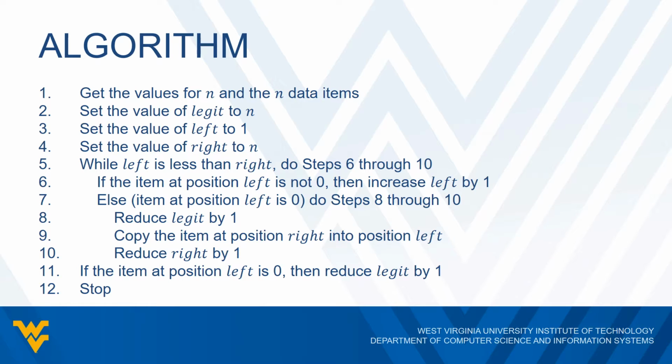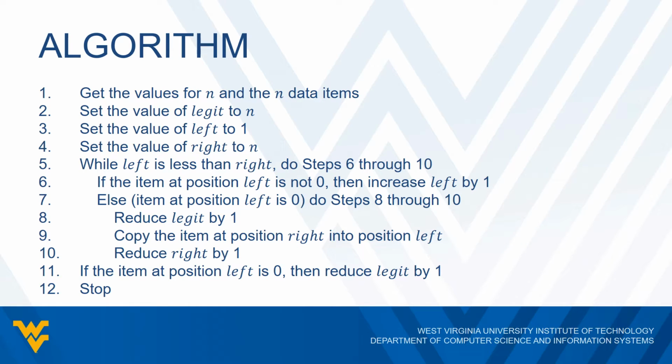Here, if the item at position left is not zero, then we're just going to move the left arrow over by one spot. If the item at position left is zero, then we're going to reduce legit by 1. We're going to take the value at position right and copy it into position left. We're going to reduce right by 1, which moves that right arrow over to the left by one spot. And we'll just keep repeating that.